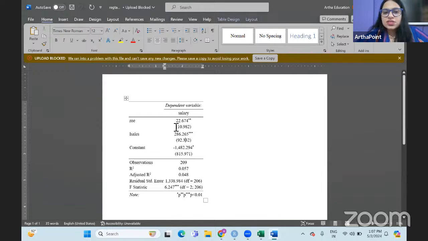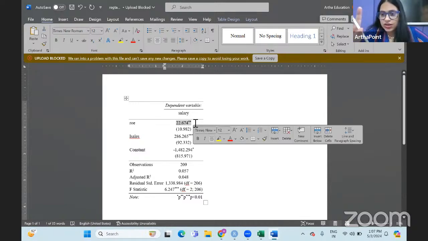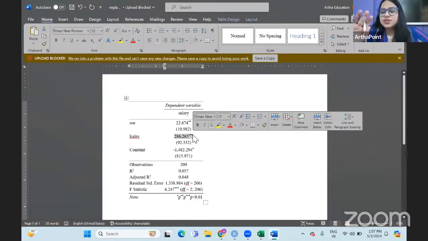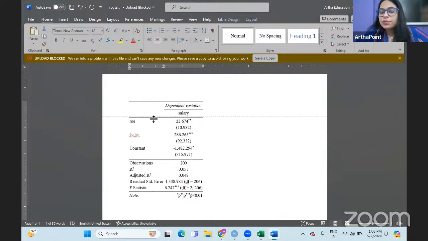And then you have this ROE, which has become more significant now because it is significant even at 5%. It has two stars, so it is significant even at 5%. And the log of sale is significant even at 1%. That means it is highly significant. Okay? You will be able to reject the null in favor of the alternative.